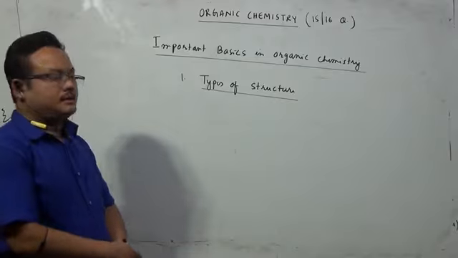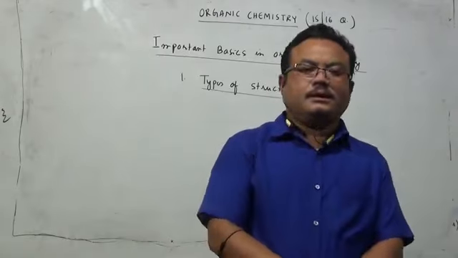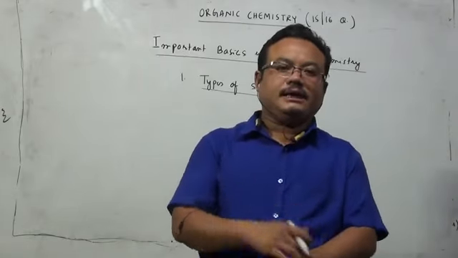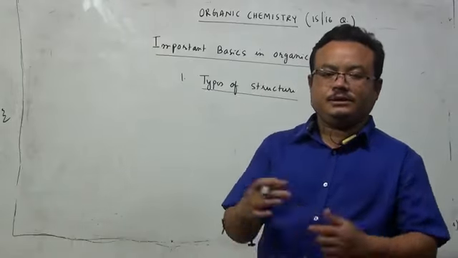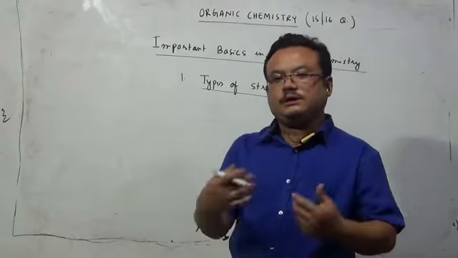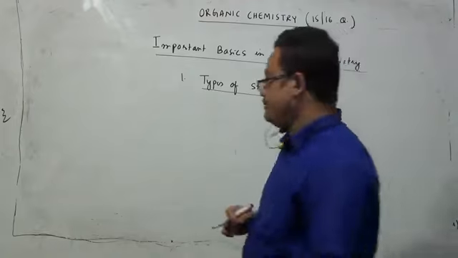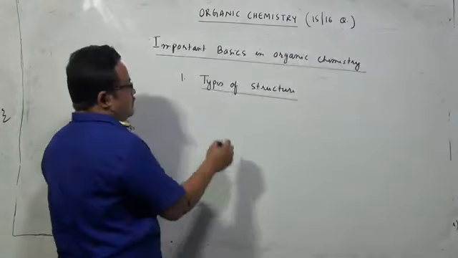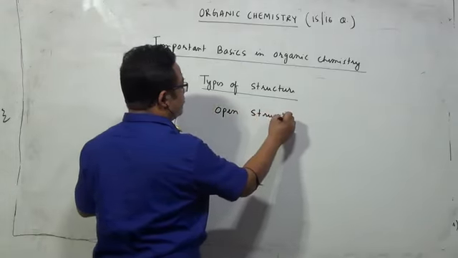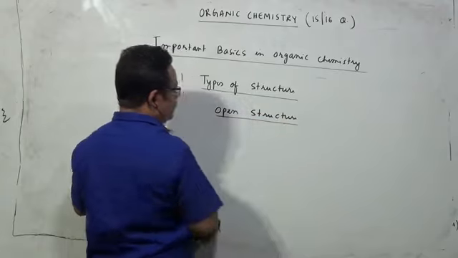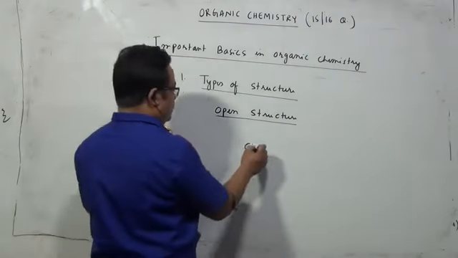Types of structure. For very beginners with zero knowledge of organic chemistry, we will build up the concept. So we have to know the minimum basics. The types of structure are, say, open structure. Open structure, for example, I'll give you one example here.